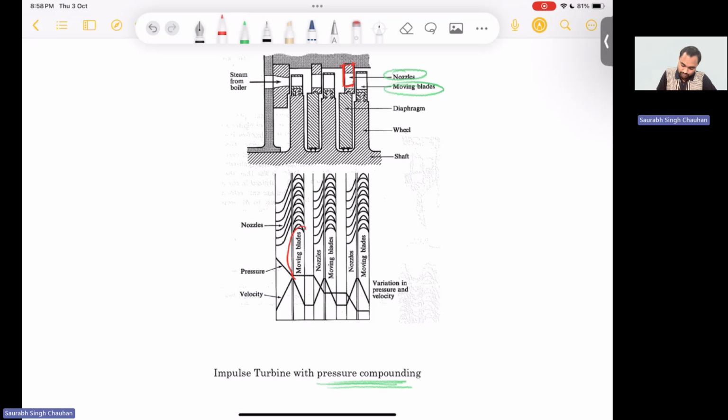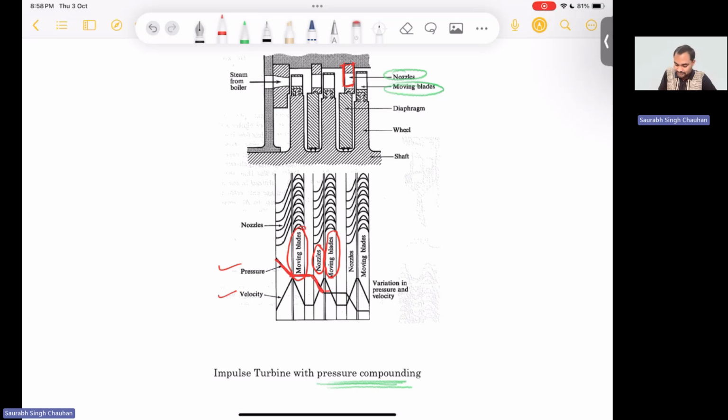These are moving blades and there are some nozzles, then moving blades. So basically one pair of nozzle and moving blades forms one stage. If there are more than one stages, you will find more than one pair of nozzle and moving blades. There are pressure and velocity plots. You can see that pressure drops only in the nozzle. In the first column you can see that pressure is dropping. Then in moving blades pressure is constant, right? Then again there is a nozzle, so there is again a pressure drop.